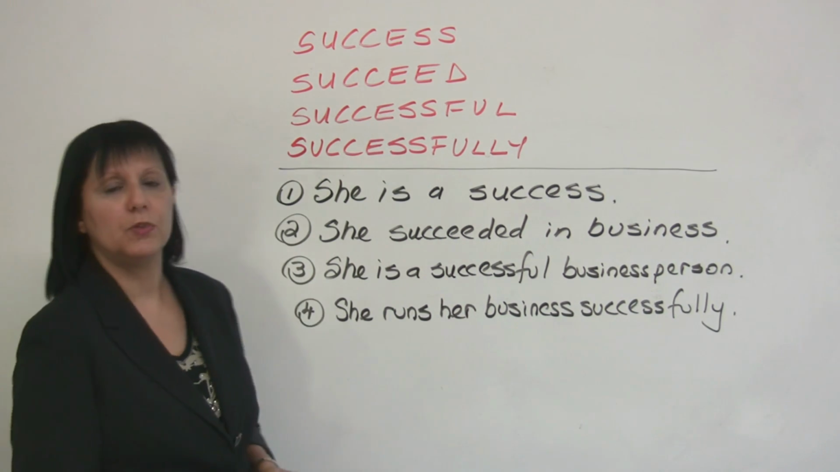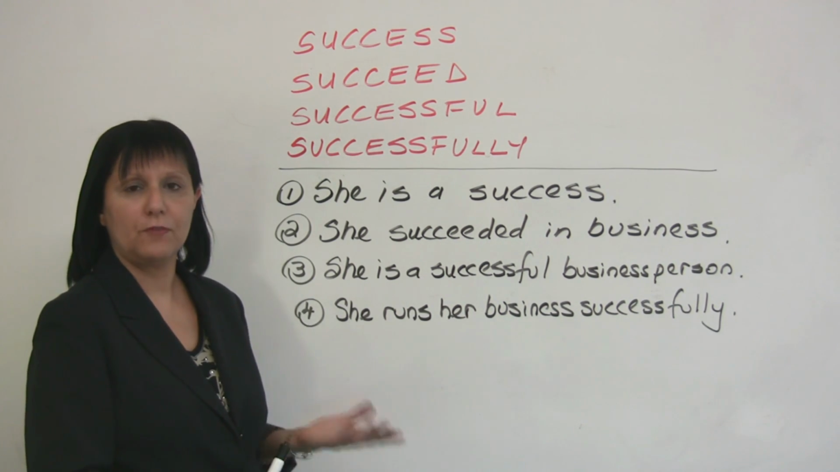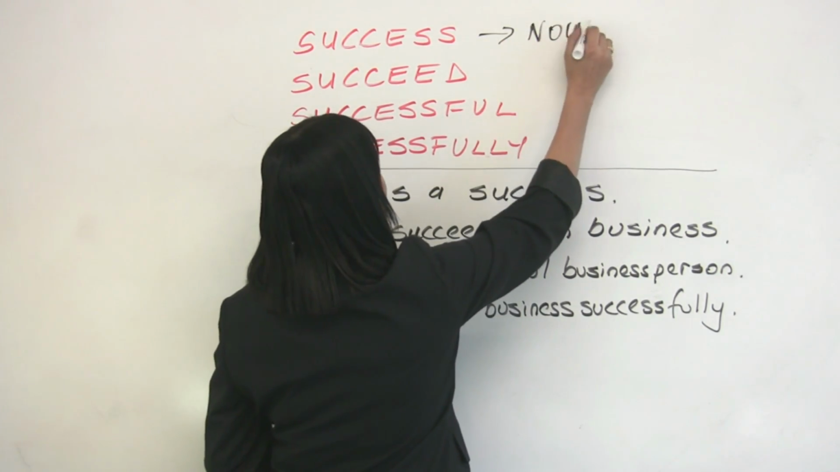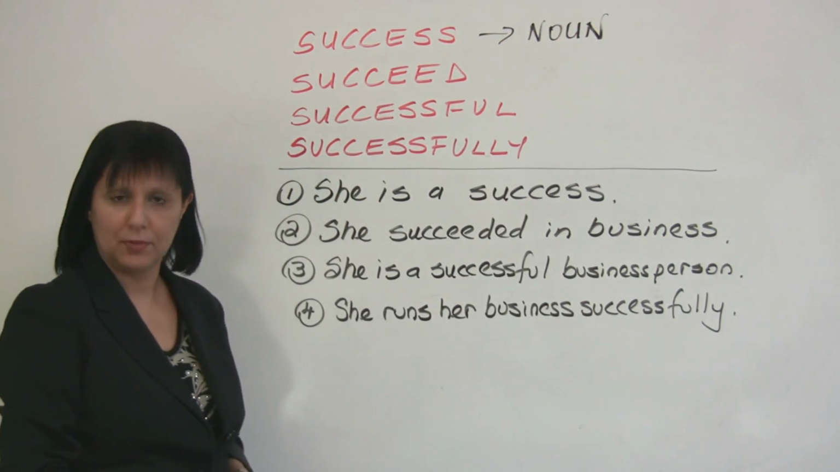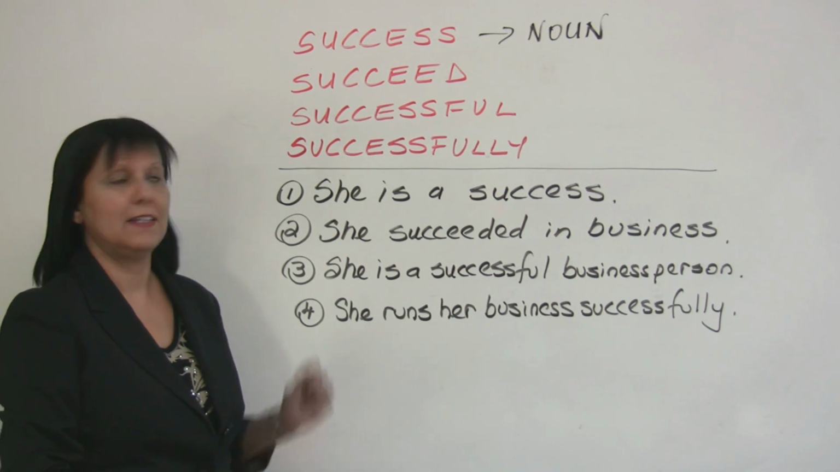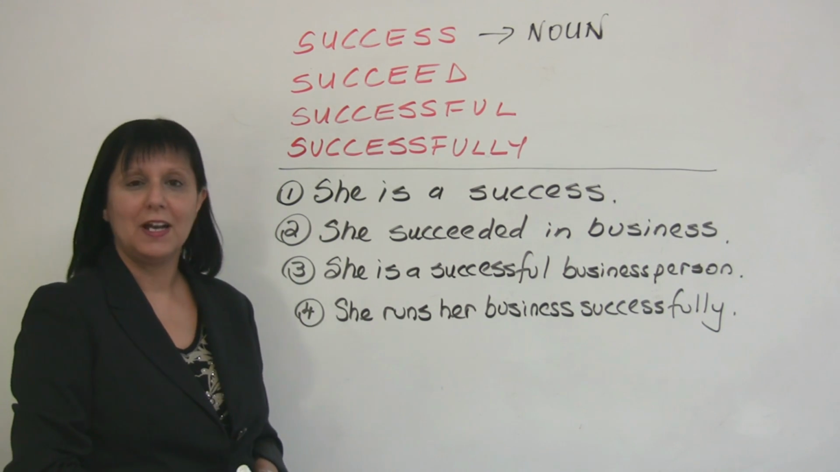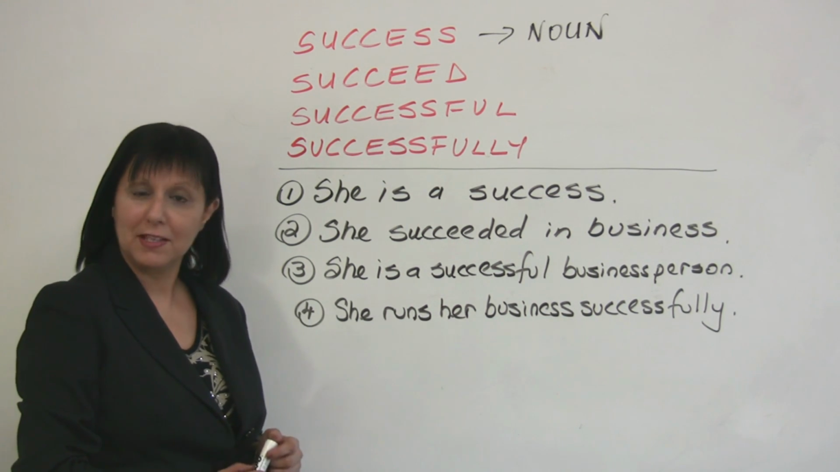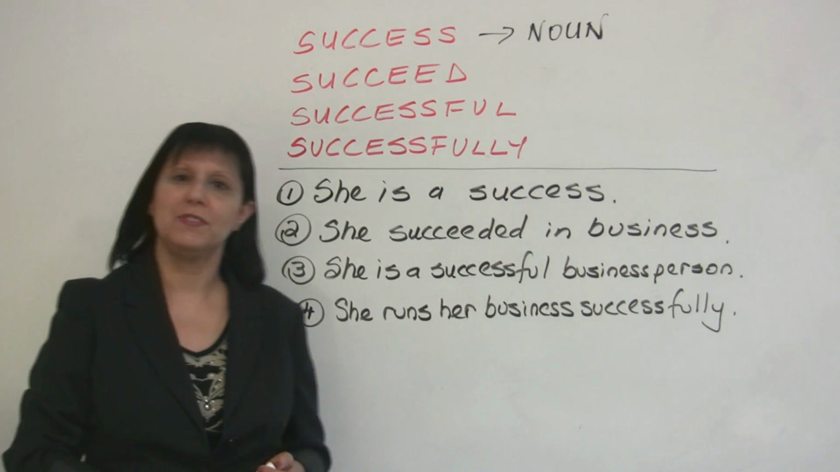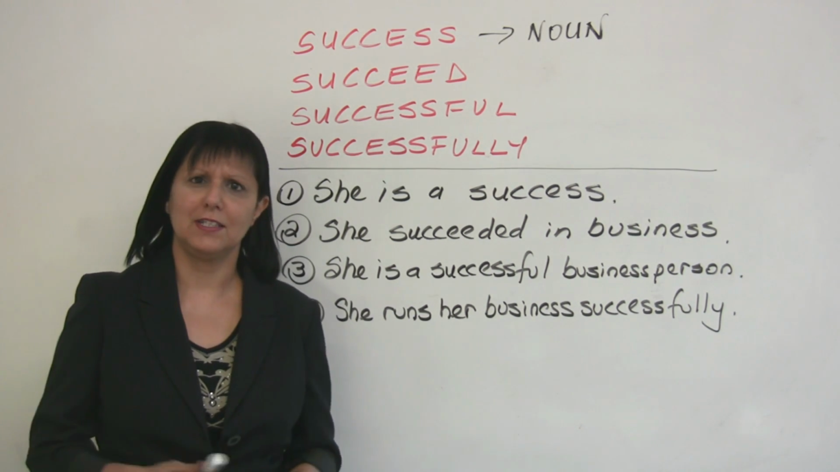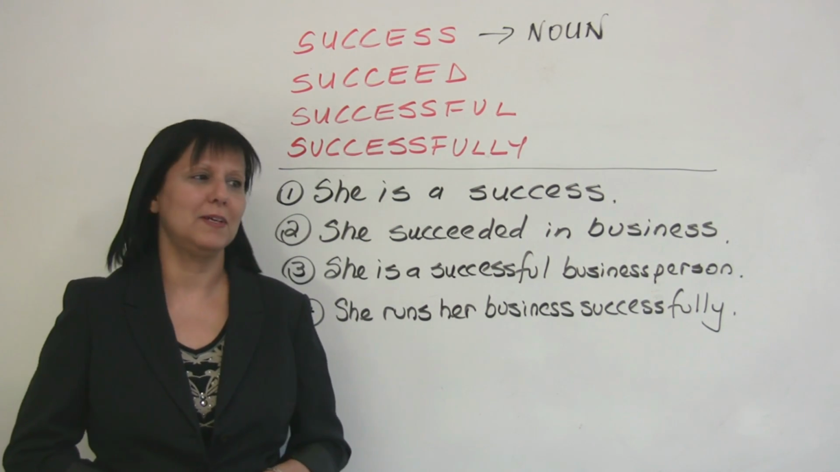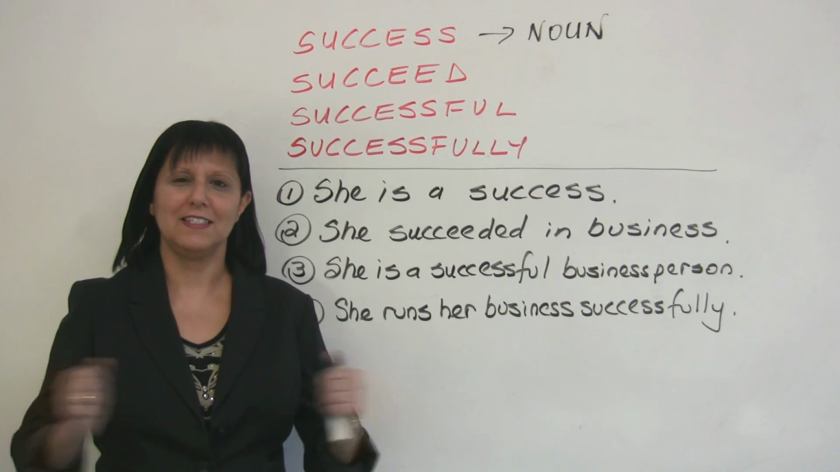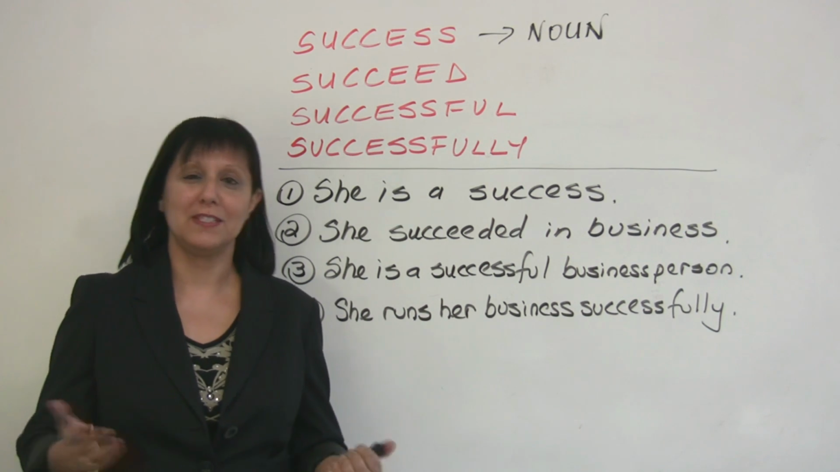The first word is the word success. What form of speech is that? That's the noun, okay? Success. Now, let me tell you how I, as a young person, learned the correct spelling of this word. When I was in high school, the cheerleaders in the United States, where I was at that time, used to have something where they said, S-U-C-C-E-S-S. That's the way we spell success.